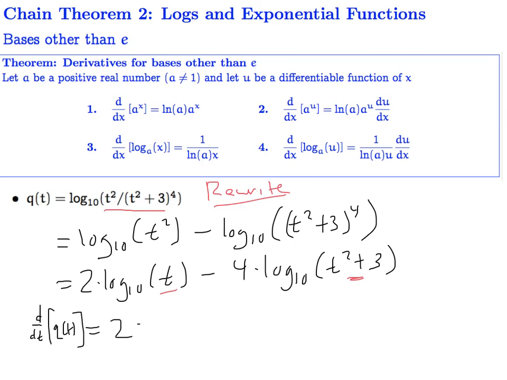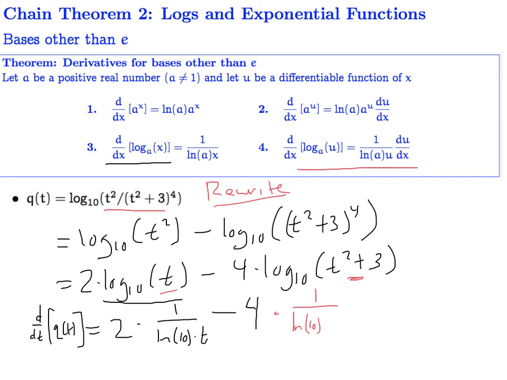And now to compute the derivative of the log base 10 of t, we need to go up here and use rule 3, which says this will be 1 over the natural log of our base times t, minus now 4. Now in the second part, we have to follow the chain theorem version for logarithms, but it's not so bad. This will be 4 times 1 over the natural log of 10. Keep that inside function alone, don't touch it. Multiply by the derivative of the inside function, 2t plus 0.